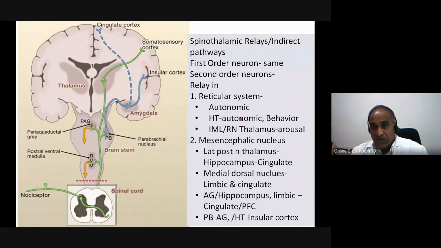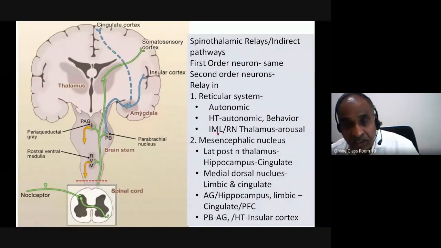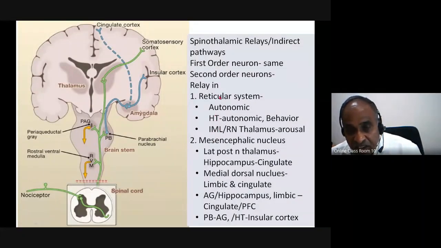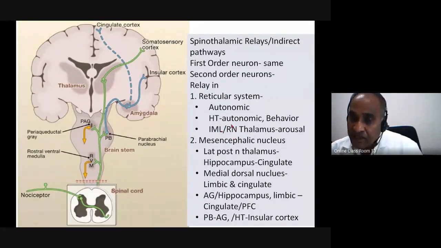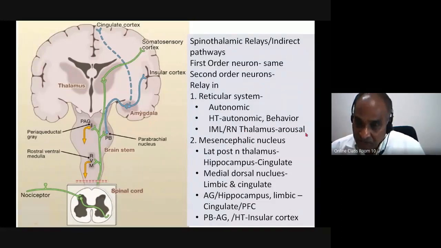Then from the reticular system, it will go to the hypothalamus. The hypothalamus in turn modulates the autonomic activity and also brings about behavioral changes. Then we have the intermediate, internal medullary, some of these reticular system fibers relay into the internal medullary laminae and the reticular nucleus, and that is for the arousal response or awake state.